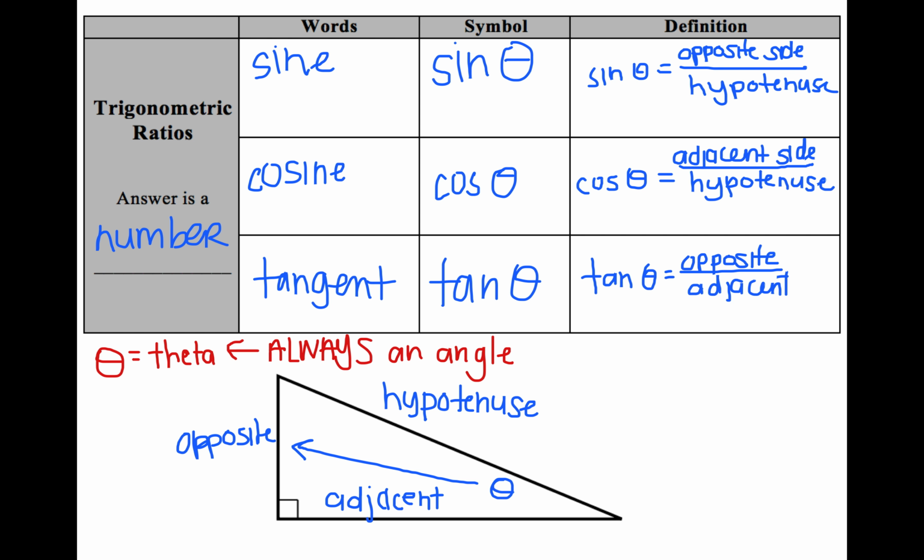Another thing that I want to talk about is a way to remember these. You may have heard of SOHCAHTOA. So we've got the sine is the opposite side divided by the hypotenuse. Cosine is the adjacent side divided by the hypotenuse. Tangent is the opposite side divided by the adjacent.